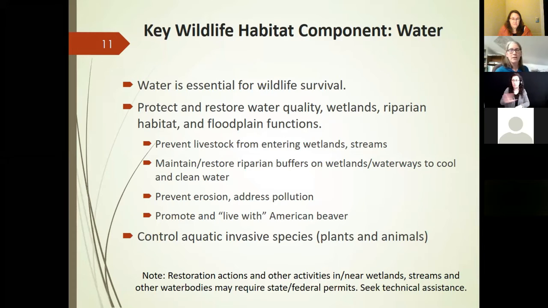Just a note about beaver, American beaver. We have mountain beaver and there's American beaver, but beaver are really great at creating wetlands through their damming activities, but also promoting or cleaning water. So through beaver activity, for example, water is filtered, it's cleaned, it's cooled. So if you have the opportunity to promote beaver on your land, that's encouraged, because that's a great way to provide habitat, water in particular, for a variety of species that are going to benefit.